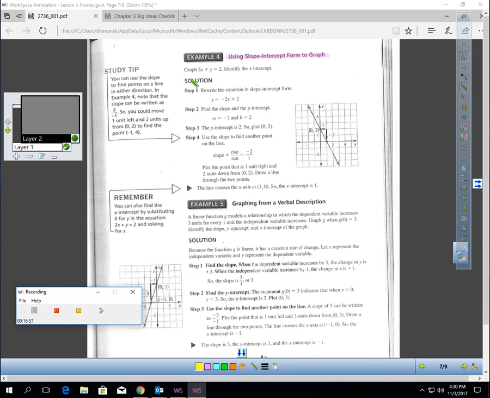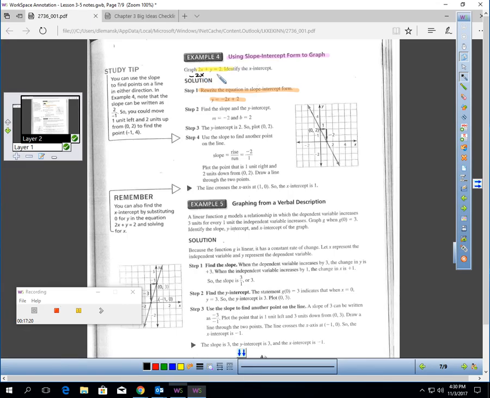So let's take this example. Graph 2x plus y equals 2. Identify the x-intercept. So first of all, that's not in slope-intercept form. We have to rewrite that. So they're going to quickly take away 2x from each side, and y would equal negative 2x plus 2. The y-intercept is 2. So this is what you do.